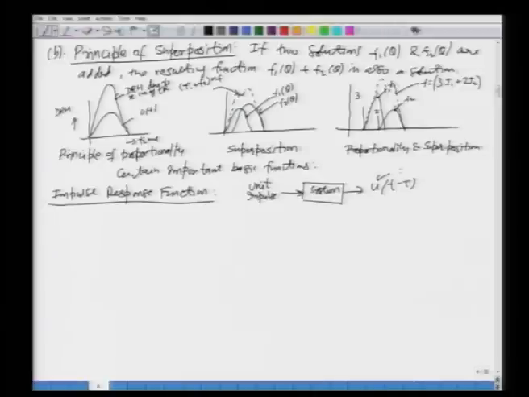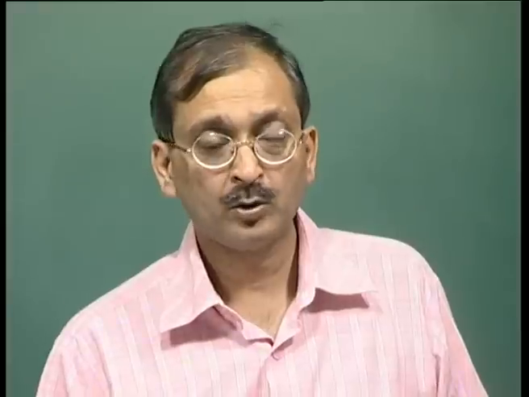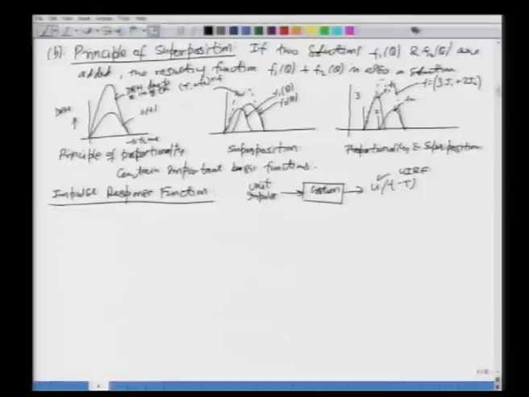This is called the unit impulse response function. Okay. So, you have a system, you apply a unit impulse input to the system, and the response of the system is given by a function which is called the unit impulse response function. All right. So, let us first look at what this unit impulse function is. It is important to understand that.